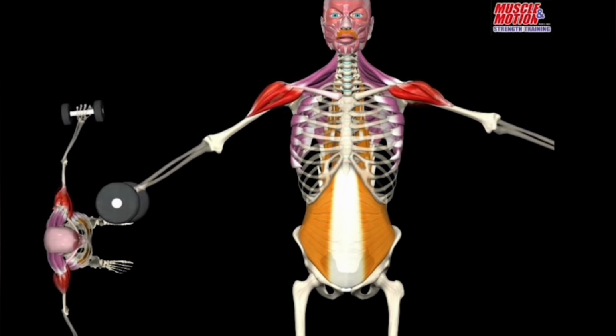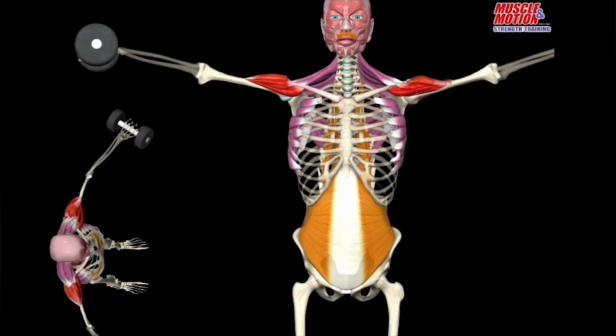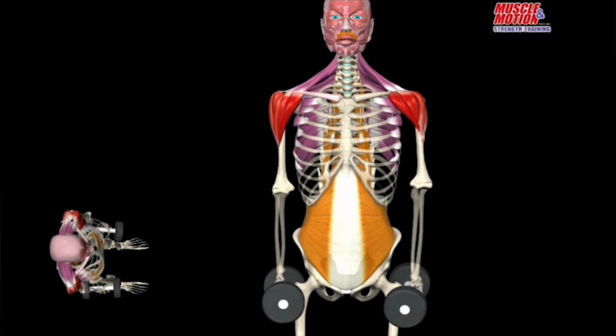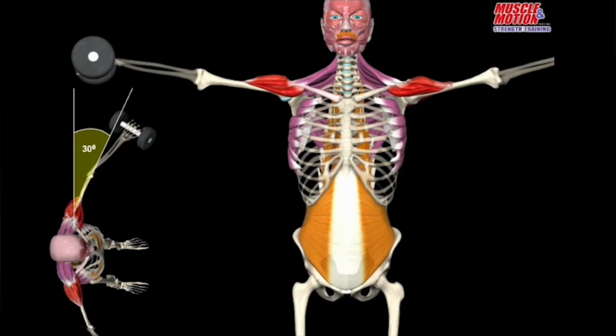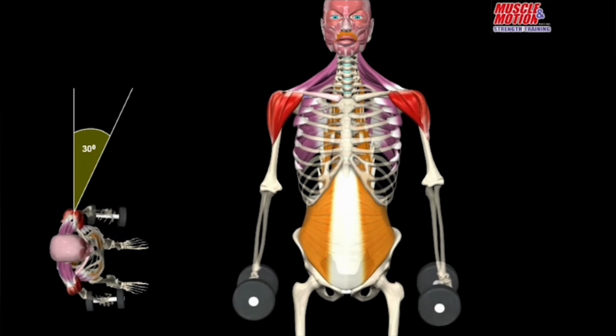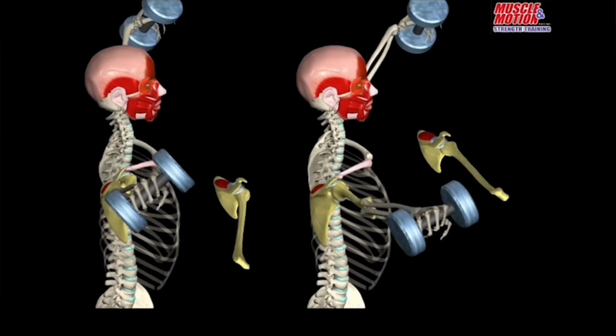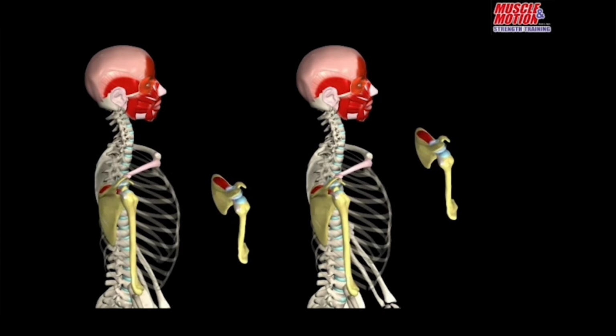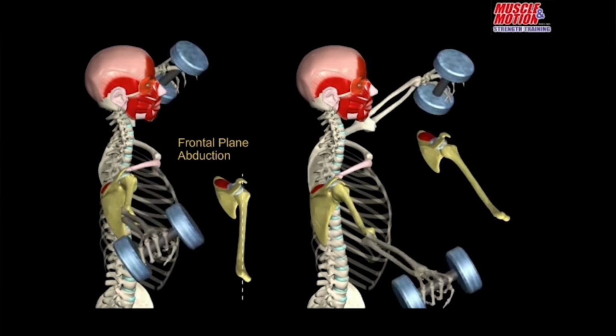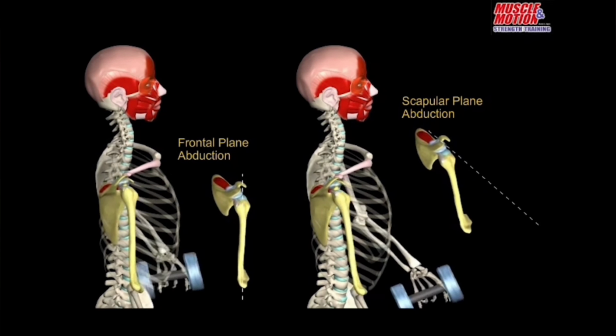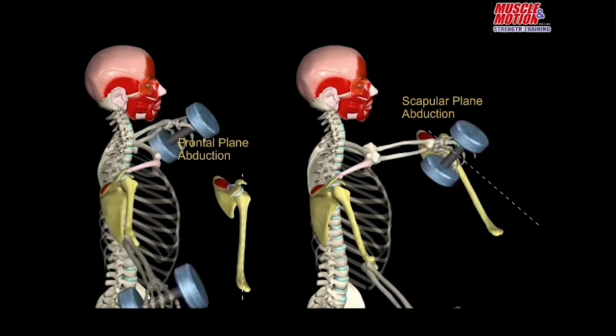In this first variation, it is simple abduction in the frontal plane. In this second variation, it's an abduction in the scapular plane, but 30 degrees forward. When you compare them side by side, you can clearly see the angles involved. The frontal plane abduction and the scapular plane abduction look very different.